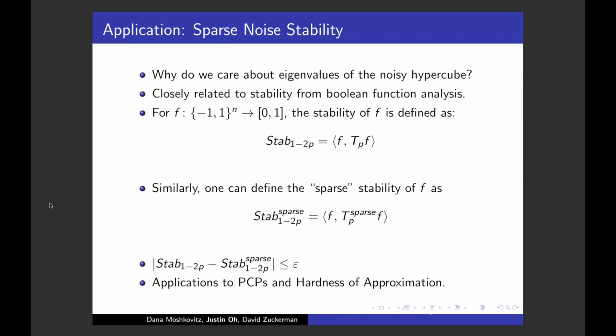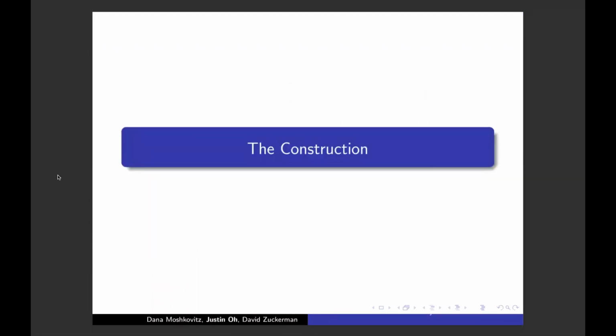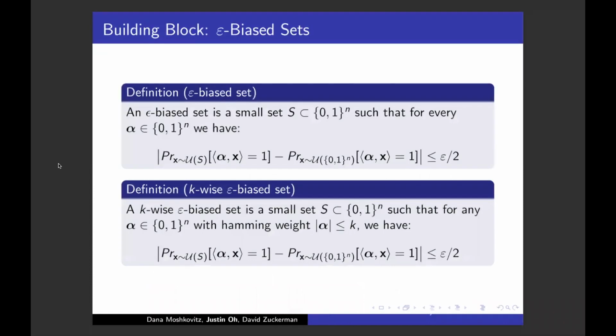So now that we have some taste of why it might be interesting to study approximating this D_{p,n} distribution, let's look at the construction for how to approximate this with a very small seed. As a building block, we're going to use epsilon bias sets, which is natural, since as we showed before, when p is 1/2, this task of approximating D_{p,n} is just the same as using epsilon bias sets.